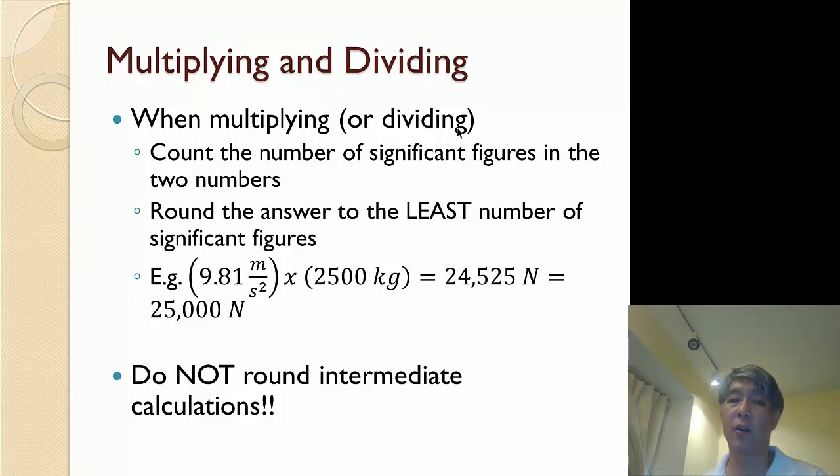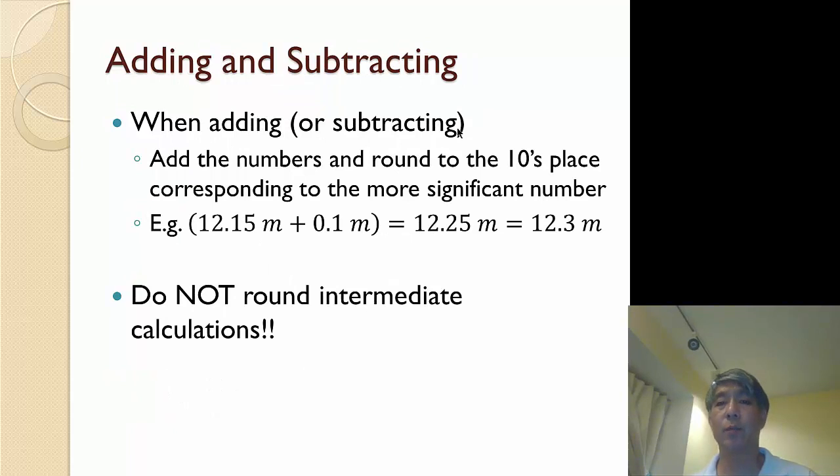Okay, however, that 24,525, if I'm using that in another calculation, don't round it. You're losing information by doing that. I suggest storing that number in memory or writing it out to about 6 significant digits before using it as an intermediate calculation. Now, adding and subtracting is a little more confusing, okay?